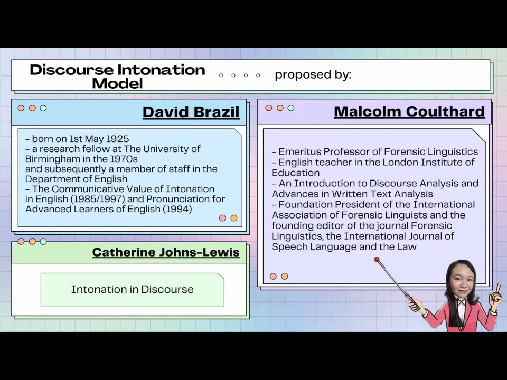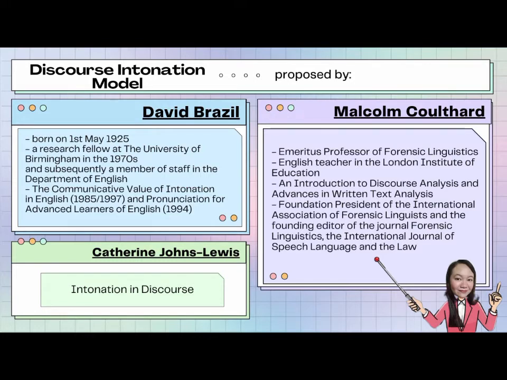Malcolm Coulthard, on the other hand, was known as the Emeritus Professor of Forensic Linguistics. He was also an English teacher in the London Institute of Education. Some of his famous works are Introduction to Discourse Analysis and Advances in Written Text Analysis. He was also famous for being the Foundation President of the International Association of Forensic Linguistics and the founding editor of the journal Forensic Linguistics, known as the International Journal of Speech, Language, and the Law.